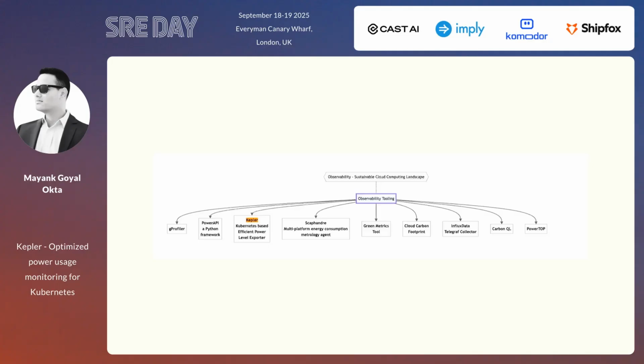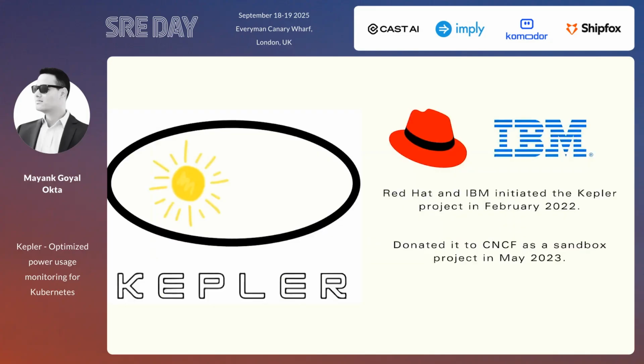One is gProfiler. I guess most of you already know gProfiler. It tells you which part of your code, which function of your code, will take the most time when you run any program. And then we have Power API, a Python framework, Kepler, Green Metrics tool, Cloud Carbon Footprint, InfluxData, CarbonQL, Power TDP. But since the main topic for today is Kepler, we're going to focus on Kepler today.